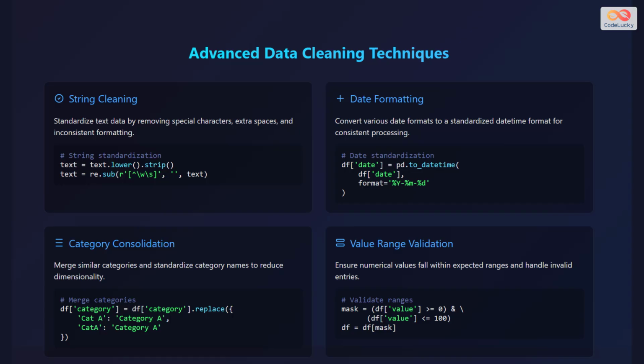After that, category consolidation. Merge similar categories into standardized category names to reduce dimensionality. Use the replace function in pandas to merge similar categories into one. Lastly, value range validation. Ensure numerical values fall within expected ranges and handle invalid entries. Create a Boolean mask to filter rows where the value is within the specified range. Apply this mask to the data frame to keep only valid entries.